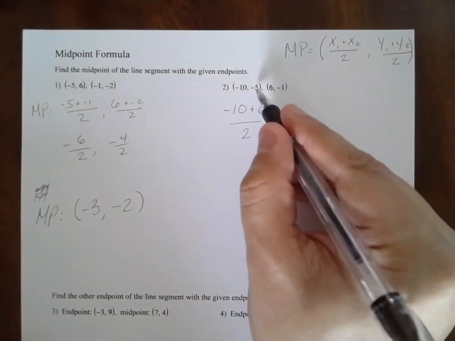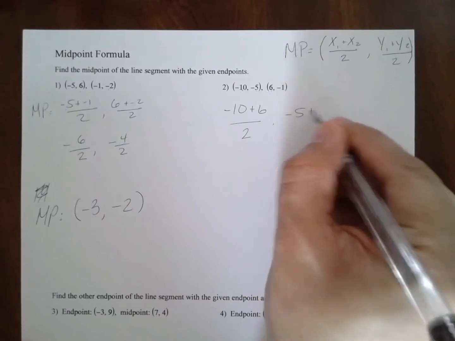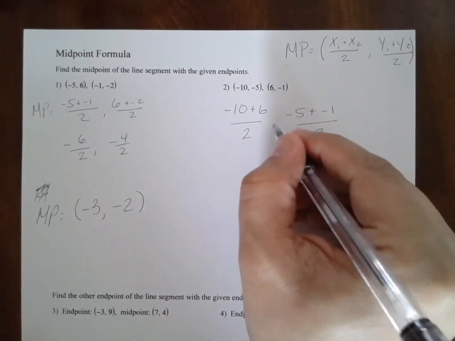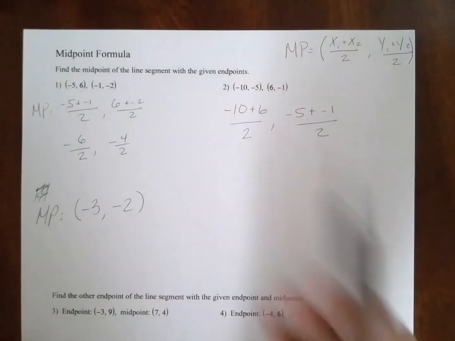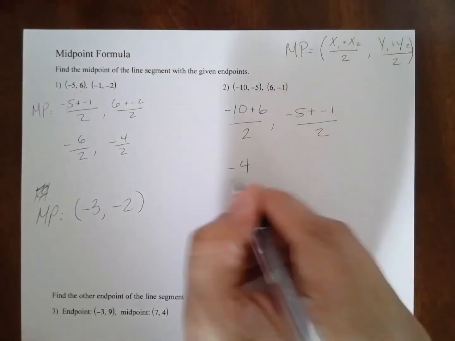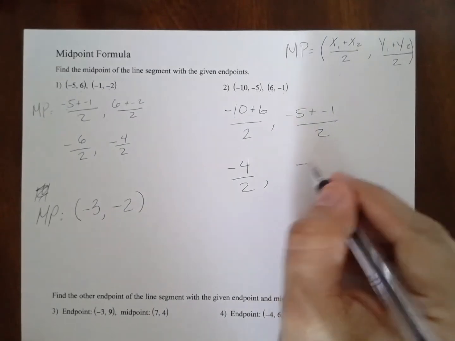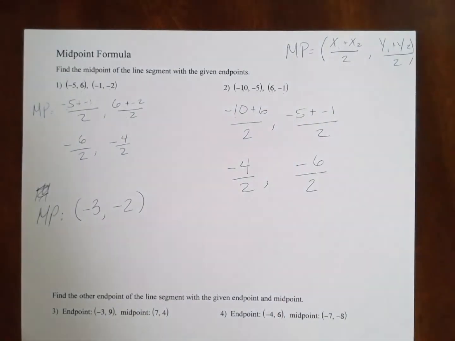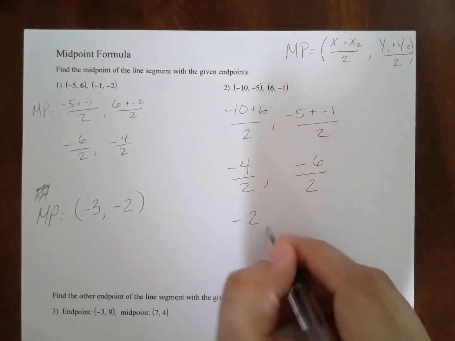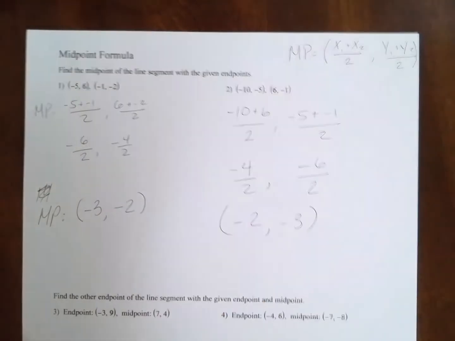And then we do the same thing for the y's. Negative 5 plus negative 1 and divide that by 2. So negative 10 plus 6 is negative 4. Negative 5 plus negative 1 is negative 6. We get something similar here. Negative 2, negative 3 is our midpoint.